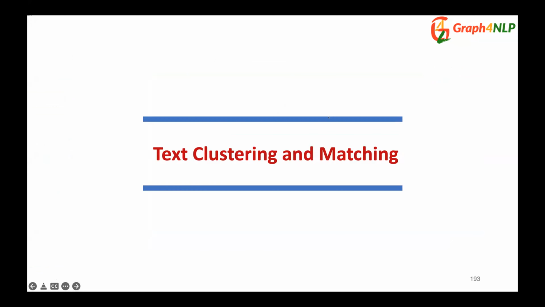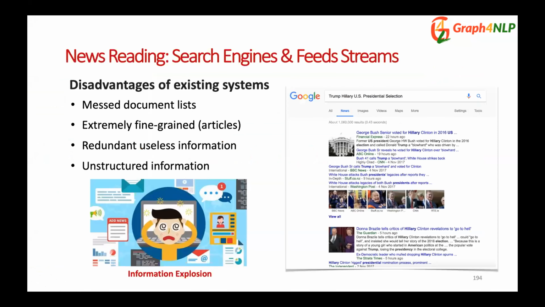Hello, everyone. Now I will talk about graph representation and graph neural networks for text clustering and matching. Usually when we search about an event in a search engine, or we receive news article recommendations, we receive a list of documents. There are several problems with that. First, we see a lot of redundant information contained in different documents, because they may be about the same event reported by different news media. Second, we don't know the relationship between different news articles, so they're unstructured.